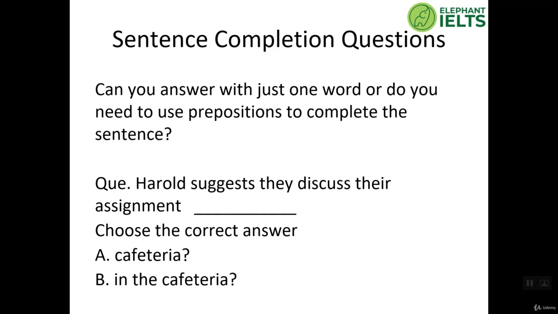Look at this example of a sentence completion question. Harold suggests they discuss their assignment at the cafeteria. Is it okay to write just cafeteria? Simply answering cafeteria would not be the correct answer because it doesn't complete the sentence correctly. You need to use prepositions, in this case, in the. In other cases, the prepositions might be at, as in at the house, or by, as in at the river.